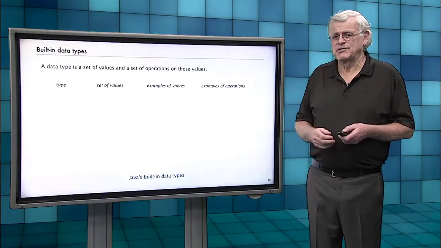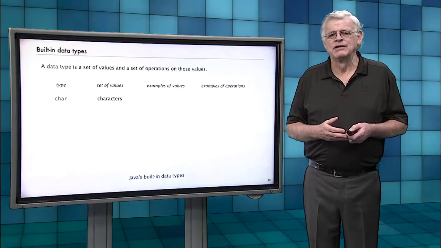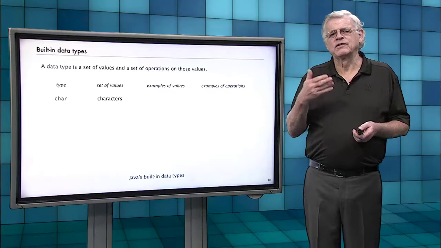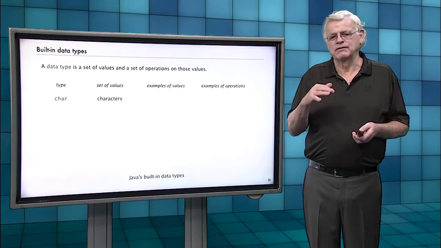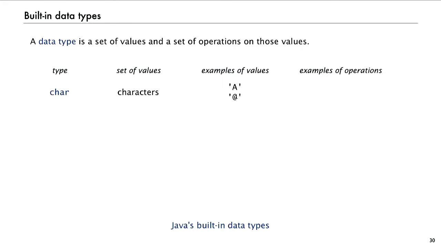Right now in this table, we'll look briefly at the built-in data types for the Java language. There's a type called char, and the set of values is the characters that we type on the keyboard, like A or an @ sign or 1, 2, 3, 4. Any character that you can type is of type char. Those are the values. As for the operations, you can compare characters, and we do that to put words in order and other things like that.